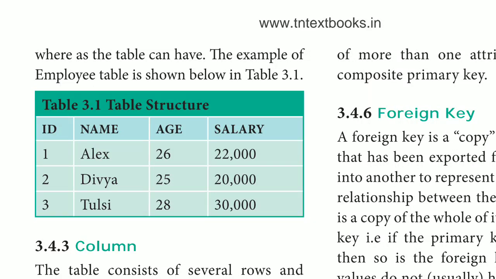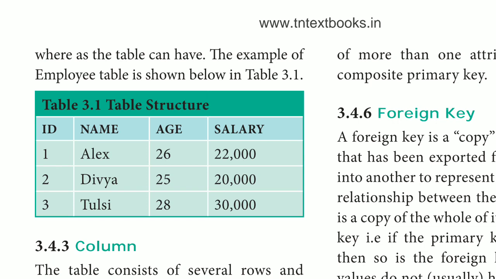Okay, so vertical data is known as column, and the horizontal records are known as rows. In a table you can have multiple rows and multiple columns. So a table is simply a representation of a relationship.